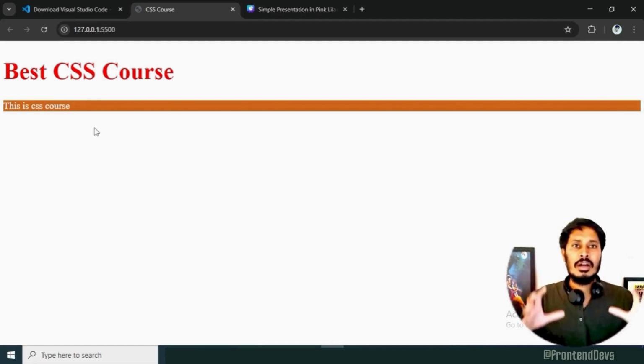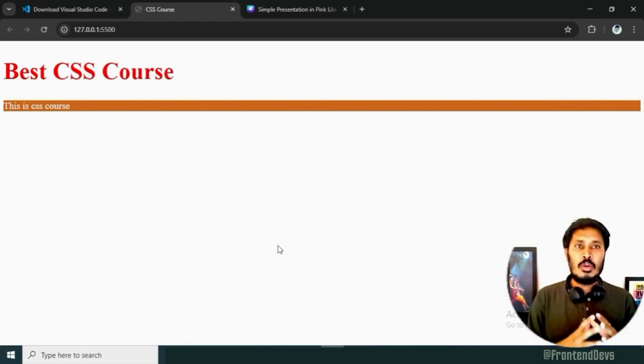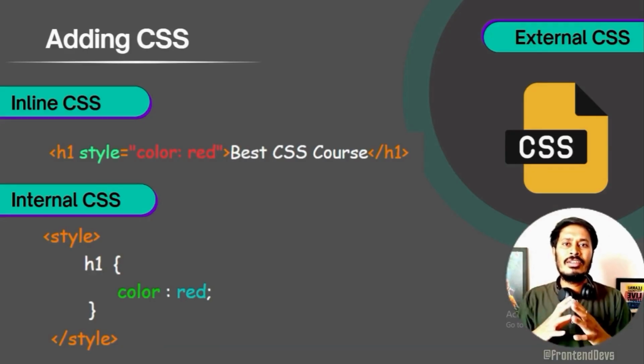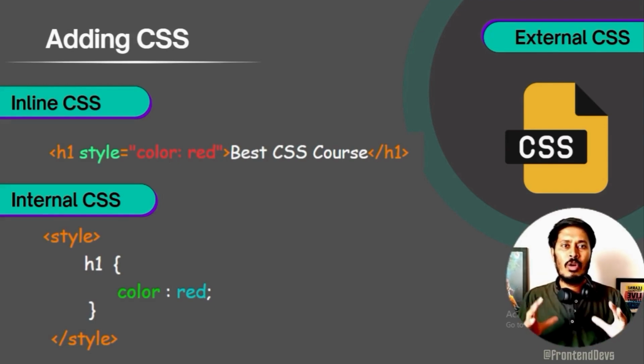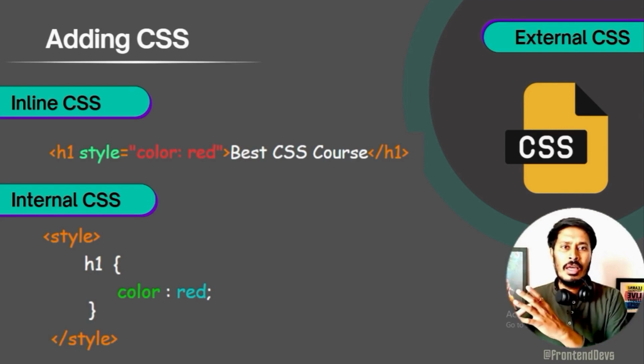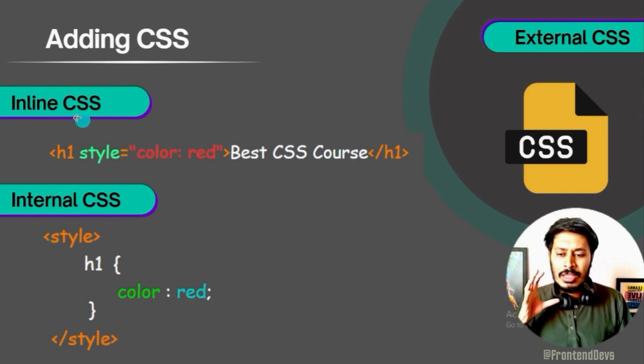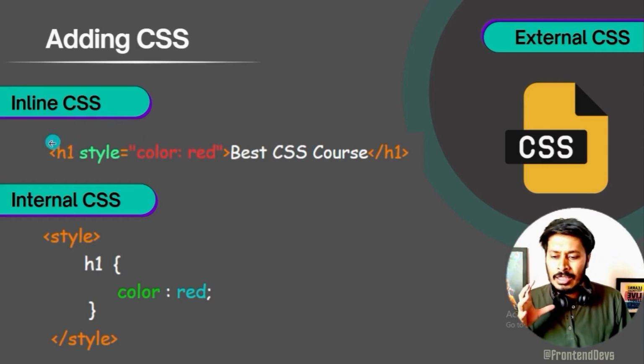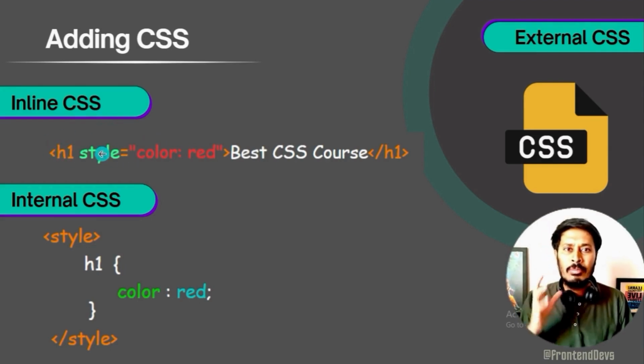Hope you are clear with initial basic CSS syntax. Now let's move to the next section of our course, and here we will understand the different ways to include the CSS on our web page. When we want to add the CSS on our web page, we have three options available. The first one is inline CSS, then we have internal CSS, and the third one and most appropriate and recommended way is external CSS. When we go with the inline CSS, we are adding the CSS style on the element itself.